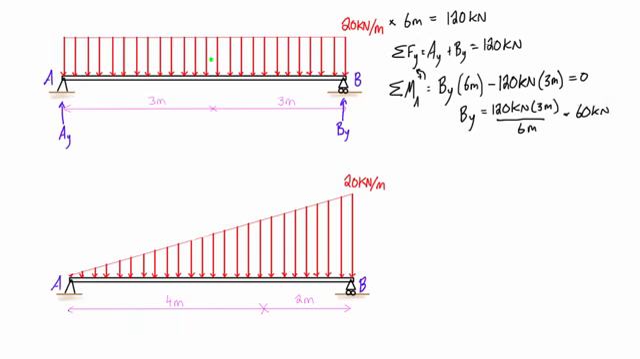Okay, and when we plug that back into here, AY is equal to 120 minus 60, so obviously AY is also going to be equal to 60 kilonewtons. All right, and so there we go. That's all we need to do.